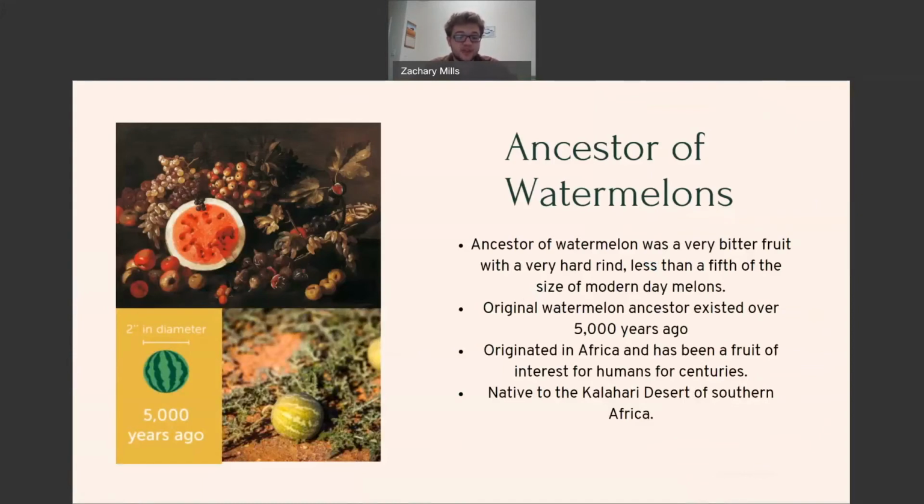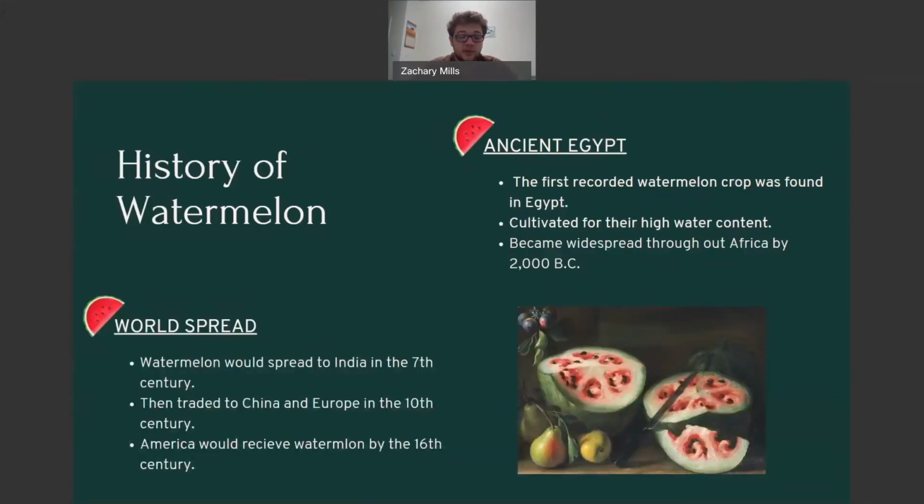Much of what we know about them comes from Egyptian writings describing their cultivation and the remains of melons left in tombs of kings meant to feed them in the afterlife. Watermelon would soon become widespread throughout Africa in 2000 BC. The first recorded watermelon crop was cultivated in Egypt. Not long after, it began to spread to other parts of the world through trade, eventually reaching America by the 16th century, making it a global crop.